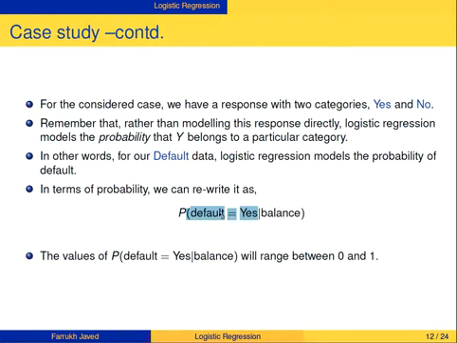Similarly, one can say default is equal to no depending on your balance, or default is equal to no depending on your income. So in logistic regression we work with probabilities. We say, what are the chances that this guy will default based on that much income, for instance, or that much balance on his credit card?